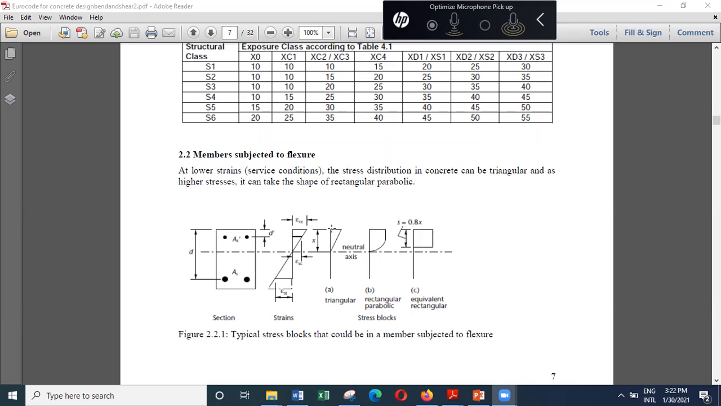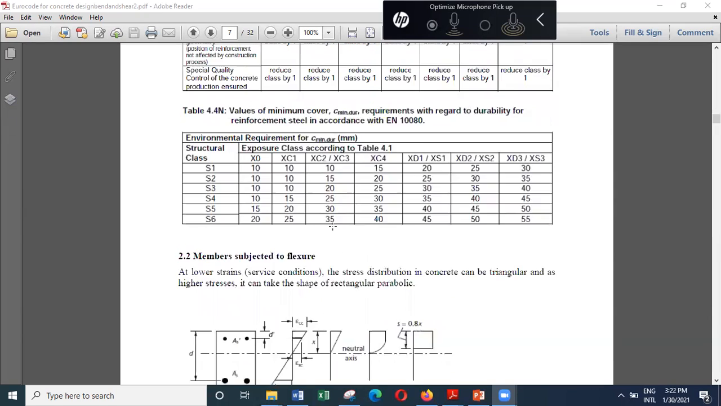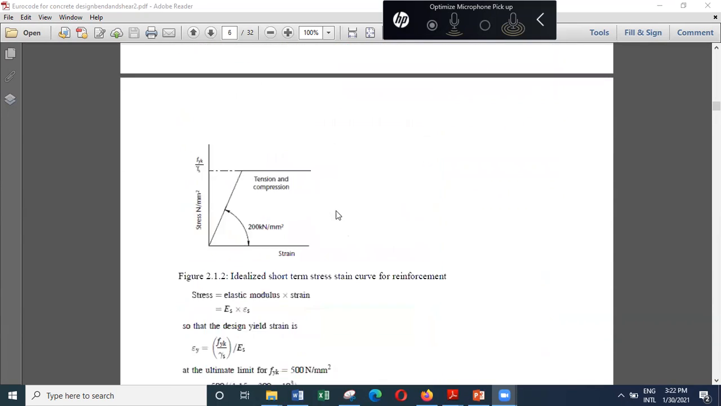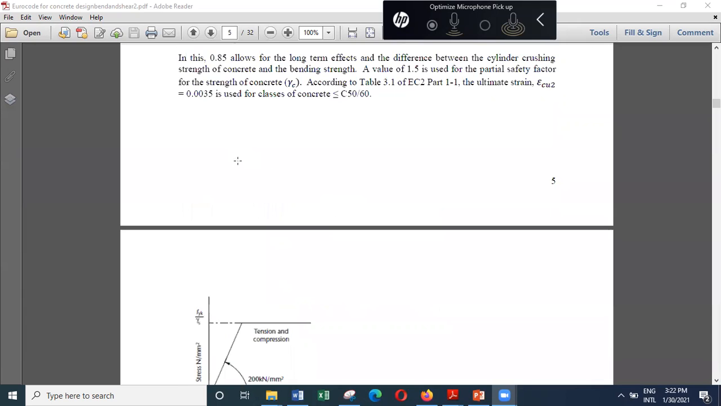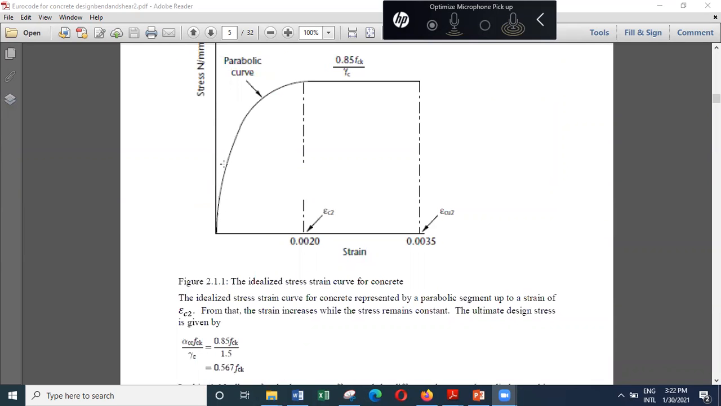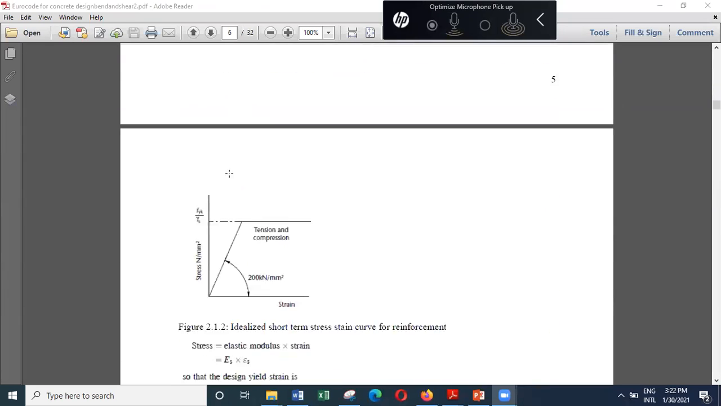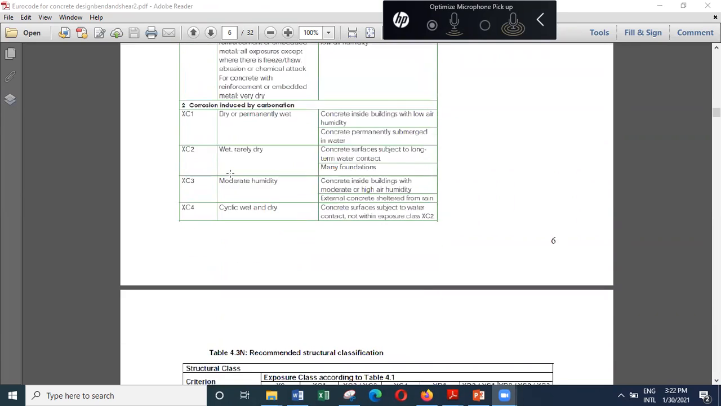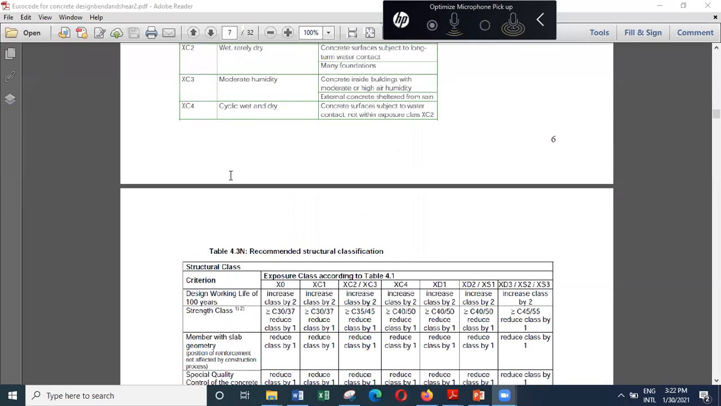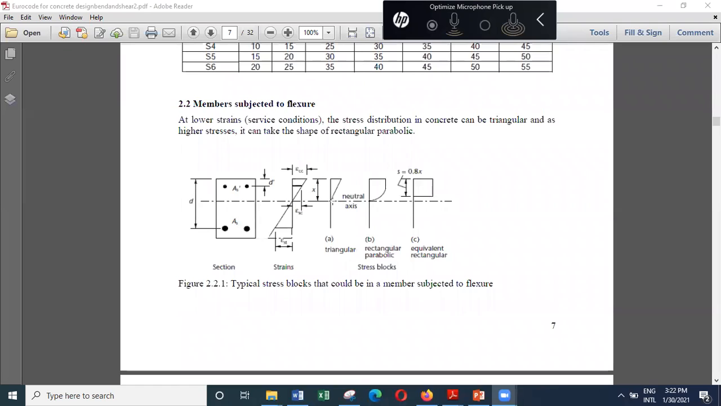And if the strains are small, we'll be somewhere in this region of the stress strain curve. Then you can see the strain diagram is linear. If the strain diagram is linear, the stress distribution will be triangular like this.